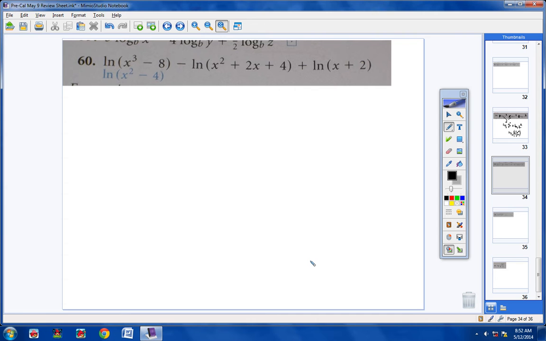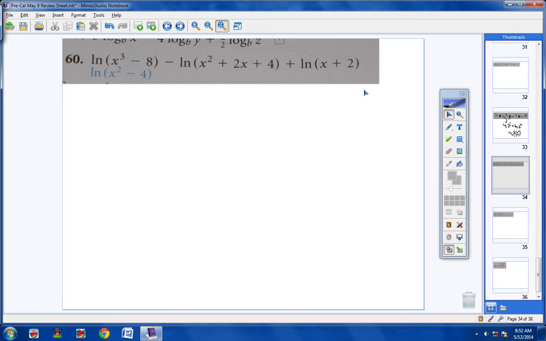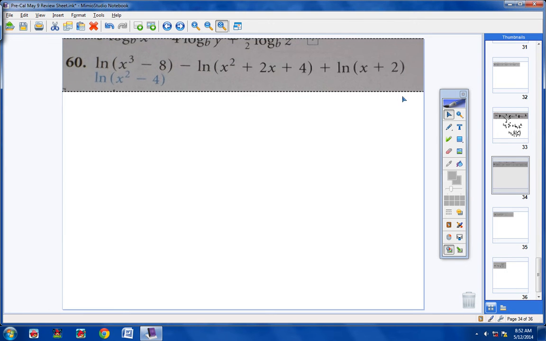Okay, this is like a doozy here. Let's have some fun with this. Okay, here we go. We're going to condense this down to 1 logarithm, or at least we're going to die trying, one of the two. So here we go. All right.